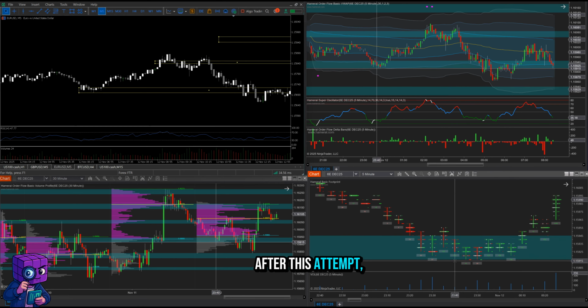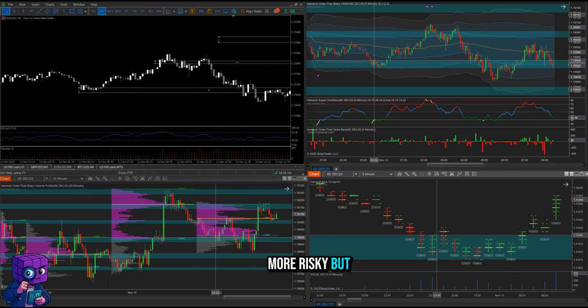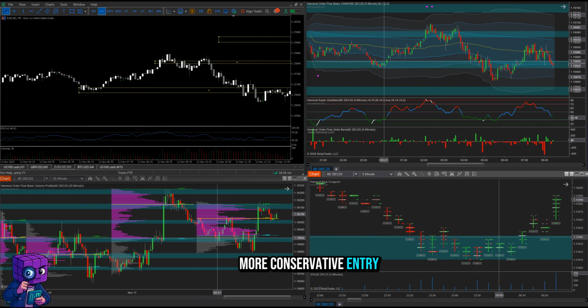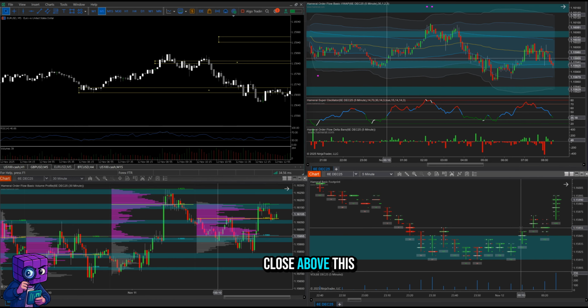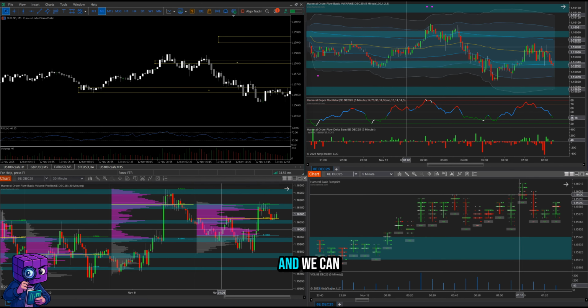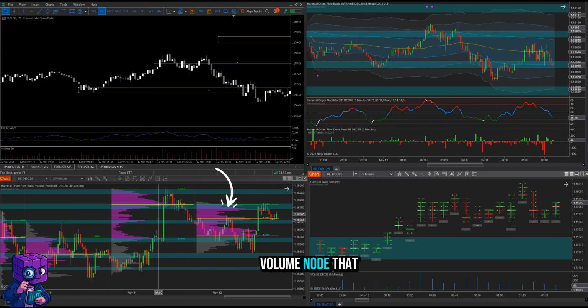After this attempt, we can see the candles start to print positive delta. Potential entry could be an aggressive entry. More risky, but with better reward, at this candle close, with a stop loss of around 1 ATR below the low and a target of around 2. A more conservative entry is at a candle close above this candle's high with positive delta. More conservative, but better probability. And we can see that the price moved higher until where? Until a high volume node that has confluence with 3 days ago VAH.